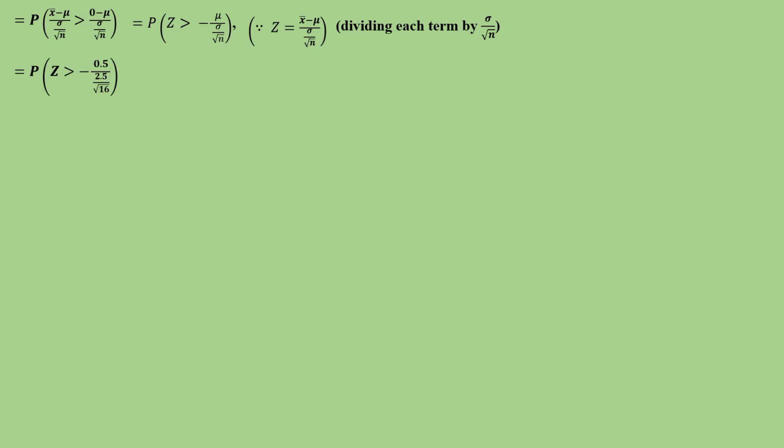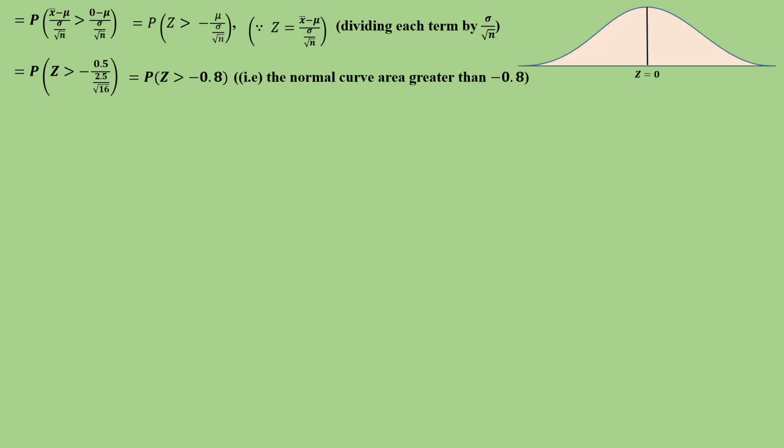So substituting the values, probability of Z greater than minus 0.5 by 2.5 by root 16. After simplification, you will get probability of Z greater than minus 0.8. So this is the normal curve area greater than minus 0.8. This one is Z equal to 0, and this is Z equal to minus 0.8. Greater than means the right side, less than means the left side. So the yellow marked area, with Z equal to 0 here.